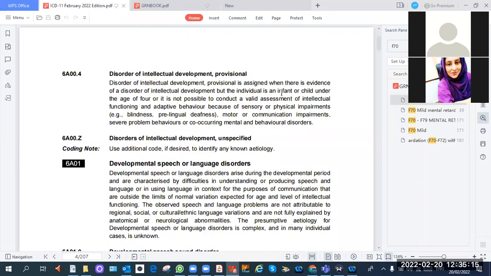So if the child is an infant or under the age of 4, and it is not possible to conduct a valid assessment, then you can make a provisional diagnosis. But you have to have at least some experience to make that diagnosis. You have seen loads of patients with mild, moderate, severe, and profound learning disability, and then you can form an idea that this should lie in the severe or profound, and you can even then give a range. It could be mild to moderate, or moderate to severe, or severe to profound.